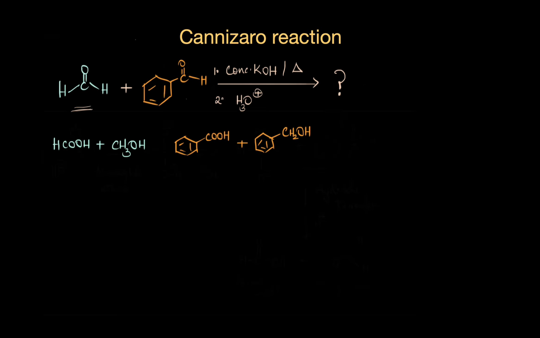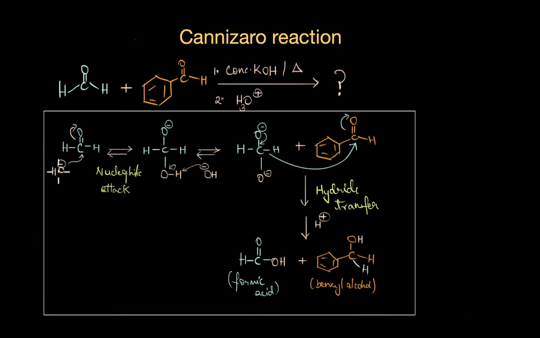So if we look at the mechanism of this specific reaction, we will see the nucleophilic OH- attacking the formaldehyde and hydride transfer taking place on the benzaldehyde, eventually giving us formic acid and benzyl alcohol. So the oxidized product comes from formaldehyde and the reduced product comes from benzaldehyde. So this type of a Cannizzaro reaction where we use two different non-enolizable aldehydes is called cross-Cannizzaro reaction.